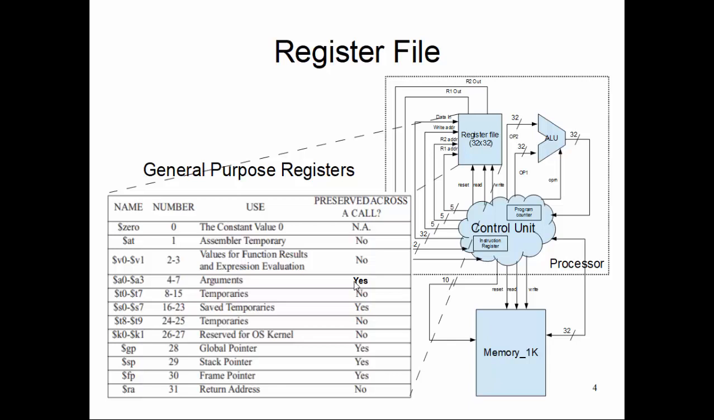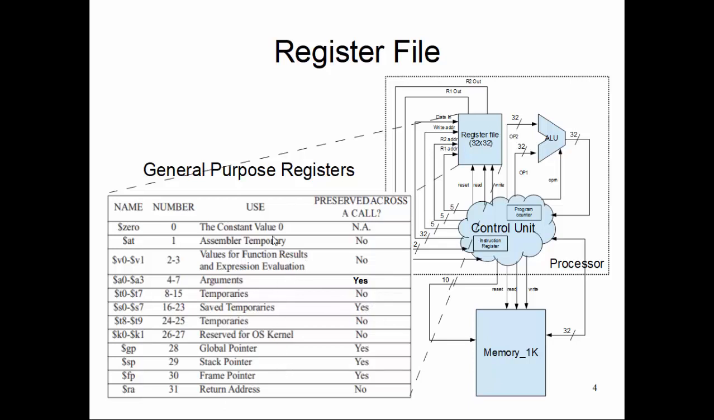So you must assume this part for this class, this semester, which is different than what your textbook assumes. All right, now we have these 32 registers, we have their numbers. We can access them, write them, and so on.